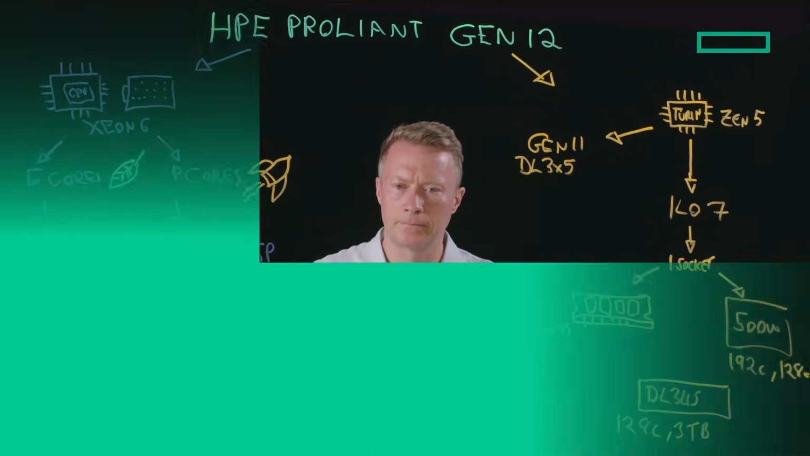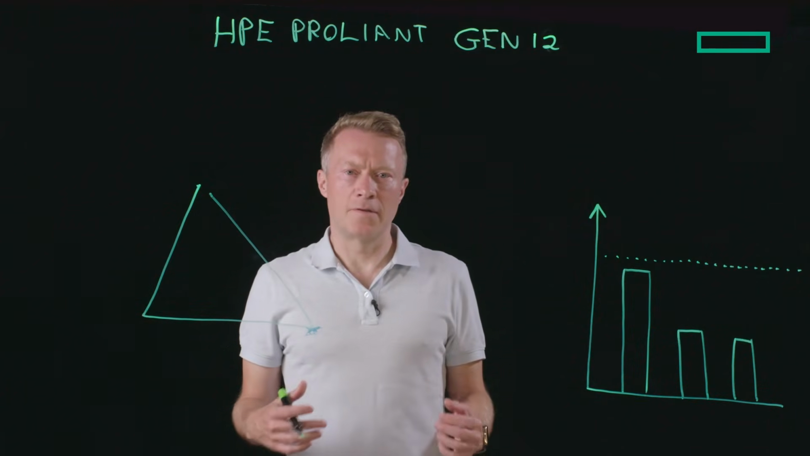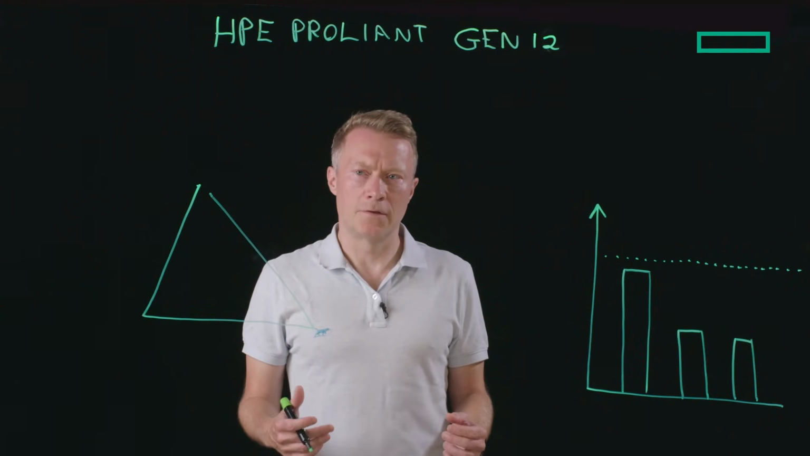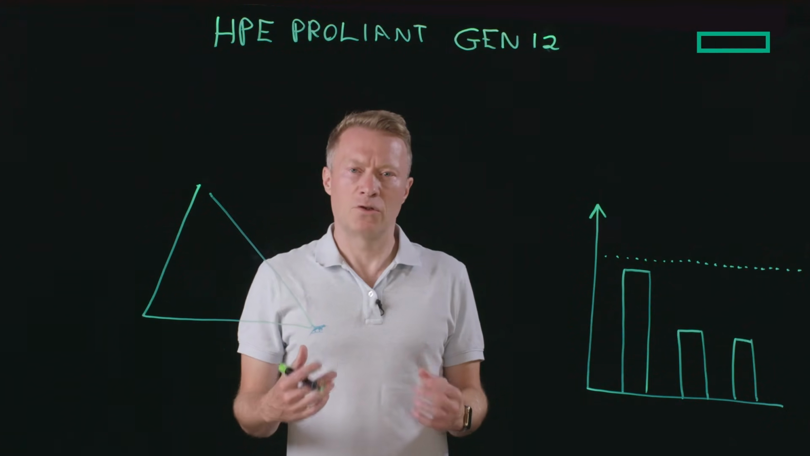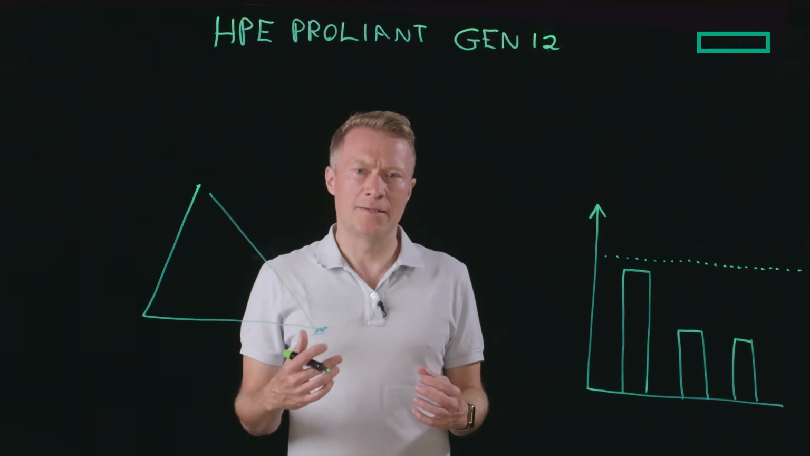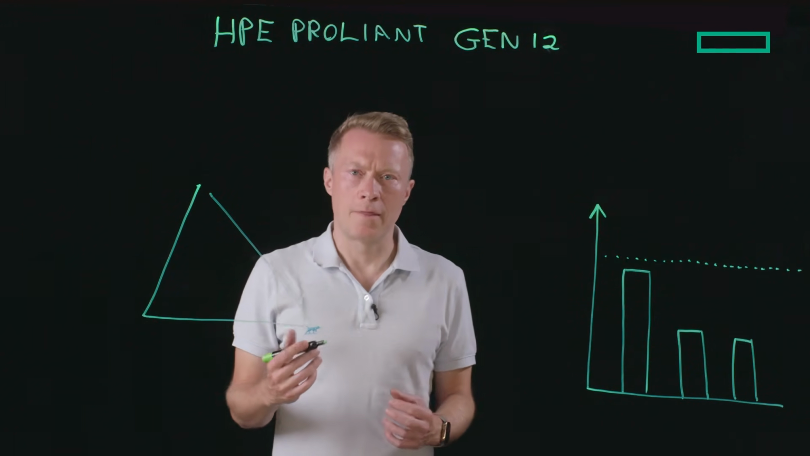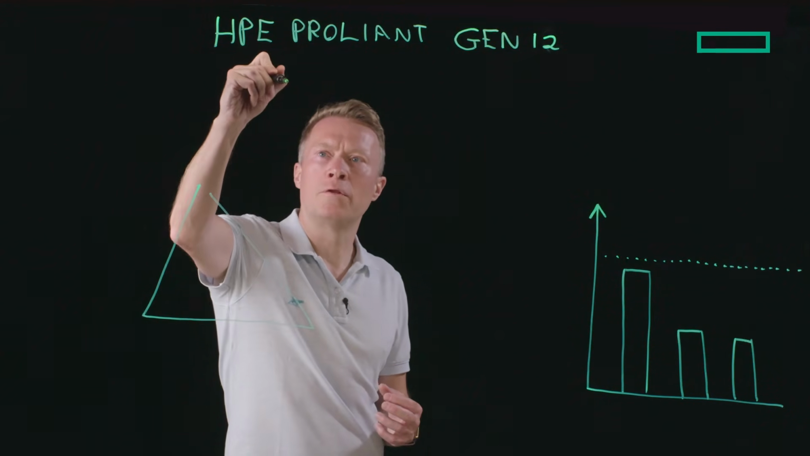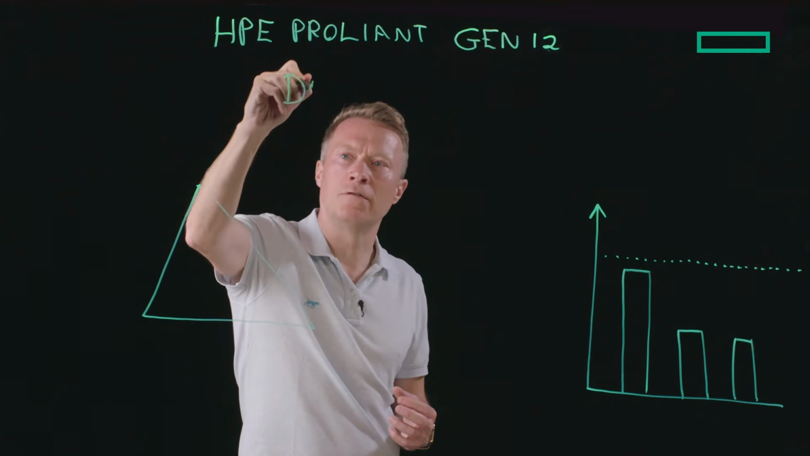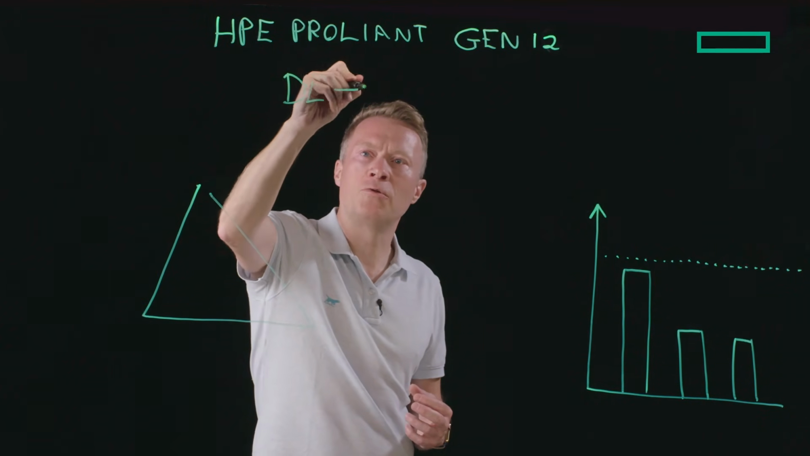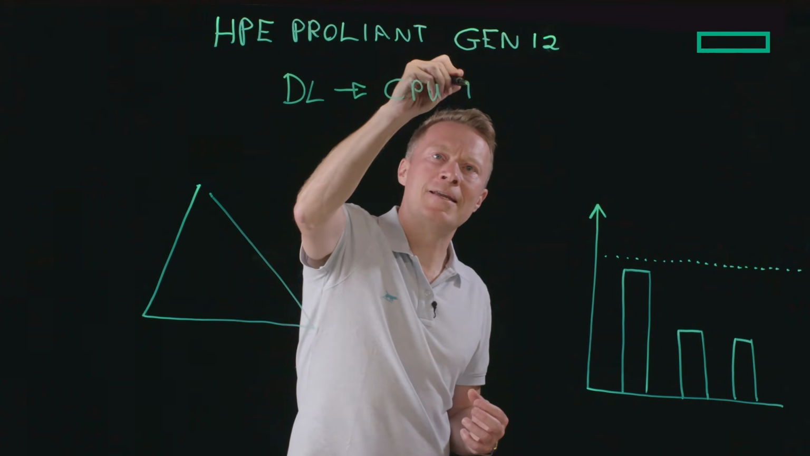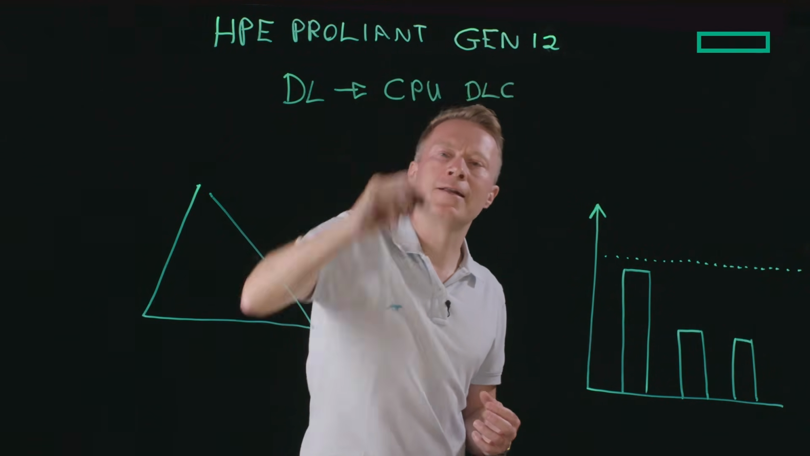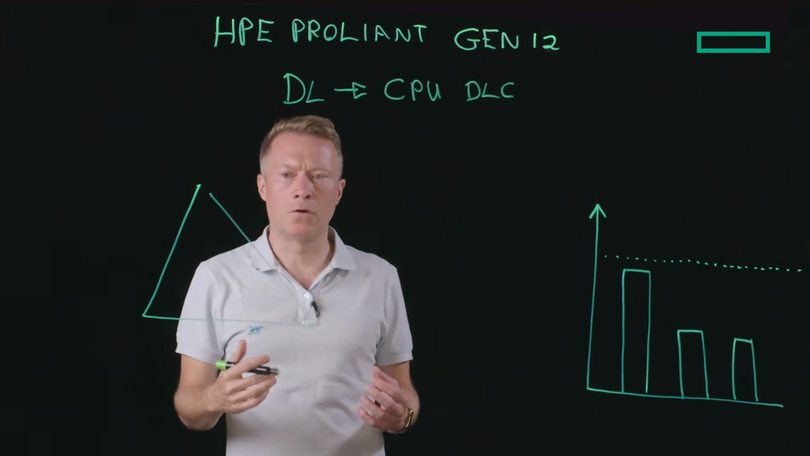Now I've just talked around the latest processor and memory enhancements in HPE ProLiant Gen 12 that lead to a huge amount of performance. But to achieve that performance, we absolutely need to keep things cool. And that is why in HPE Gen 12, all the DL servers, the density servers, will have the option for CPU DLC. Now that is direct liquid cooling.